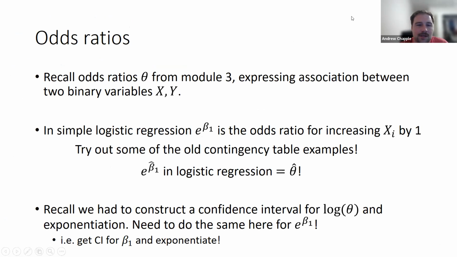Odds ratios, we talked about them a little bit in module 3, expressing association between two binary variables, x and y. E to the beta 1 is the odds ratio for increasing x_i by 1. You could try out some contingency tables here to look at. E to the beta 1 hat in logistic regression, this is our theta hat. And if we want to get a confidence interval for our odds ratio, log of theta, we need to get a confidence interval for beta 1 and then exponentiate it.